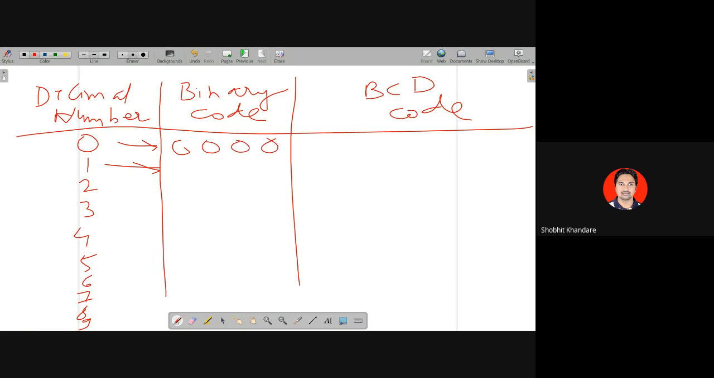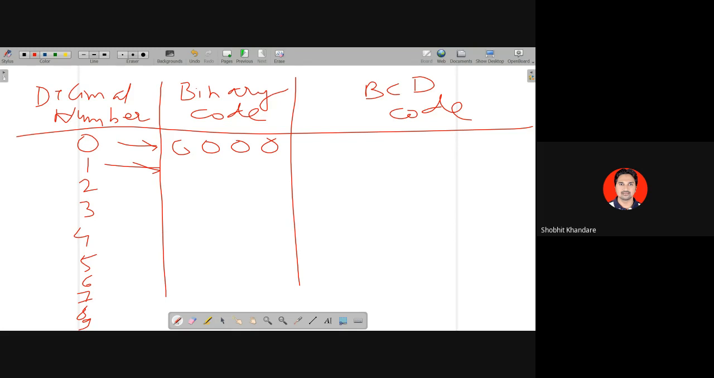Now the next thing is BCD code. Now what is BCD code? It is called binary coded decimal. And you already know that you have the weight of 1248. So that weight of 1248 is nothing but BCD code.